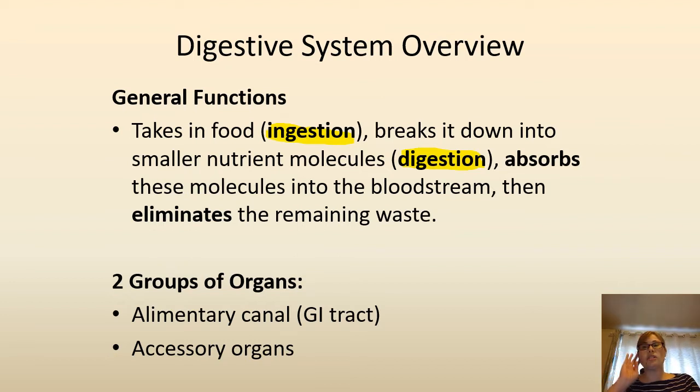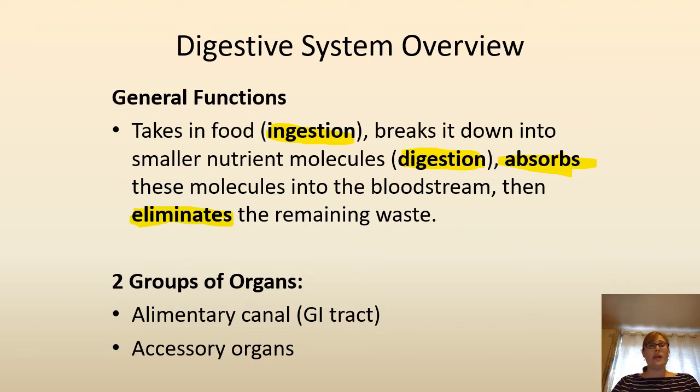Mechanical digestion is where things are being chewed or churned, and chemical digestion is, of course, when we're adding digestive enzymes to it. Those are the first two functions. The third function is absorbing these molecules, getting them into the bloodstream, and then finally getting rid of whatever waste remains at the end.